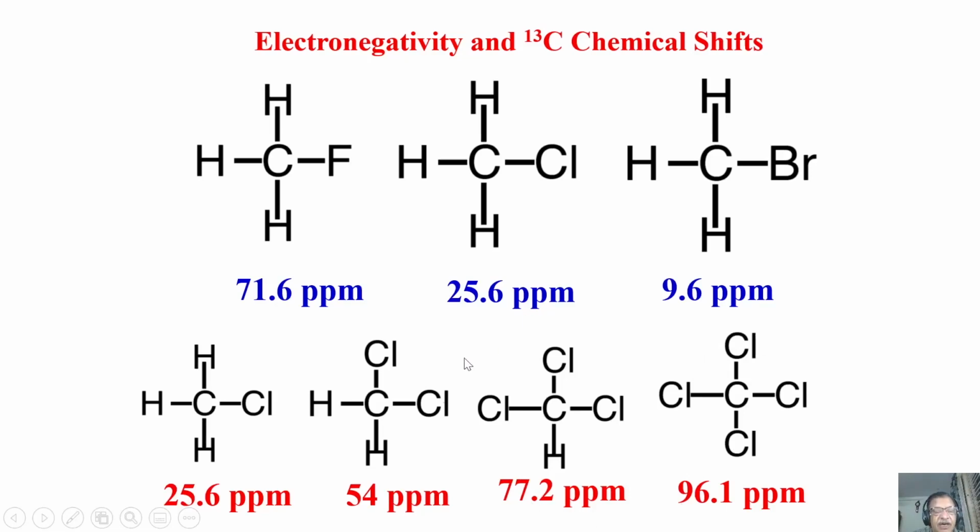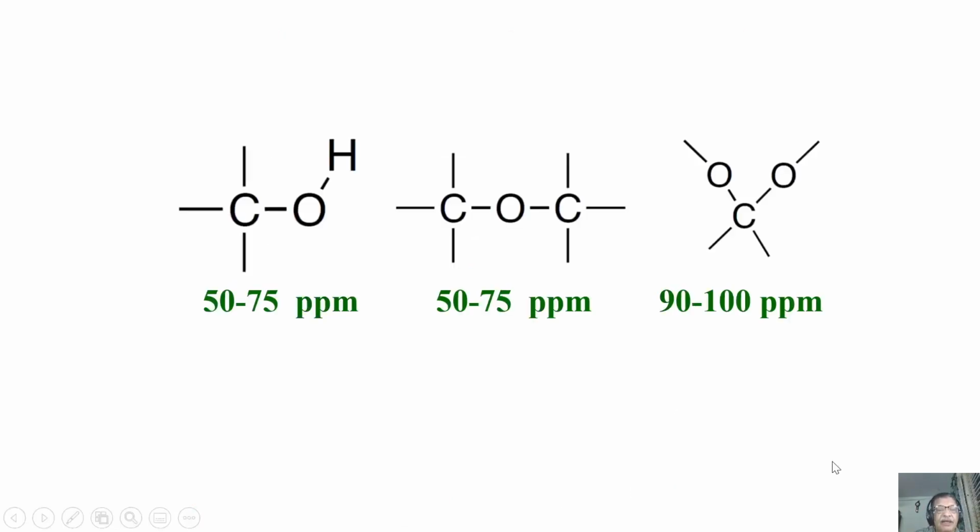This is exactly what we saw in proton. Depending upon the number of electronegative atoms attached to a particular carbon, the more electronegative atoms substituted, what will happen? It will get more deshielded and start moving to the low field. That means it goes to a higher ppm value. Exactly the trend we are observing. Clear? So we have different groups like this.